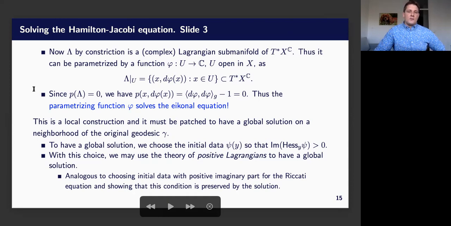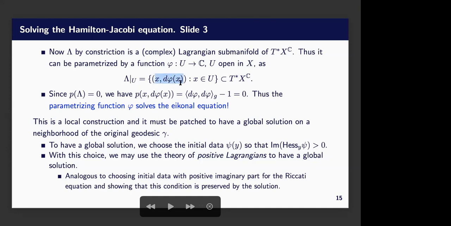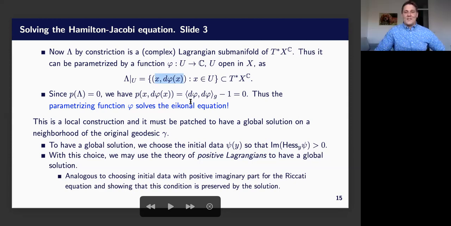So now the red curves solve the equation p is 0. And now we see that because lambda was given by these kinds of points, if we substitute that to p, we have that the norm of d phi in g at point x minus 1 is 0. So we actually see that this parameterizing function of this Lagrangian submanifold solves the eikonal equation. This is pretty cool in my opinion. So we have found a local solution to the eikonal equation by this method.